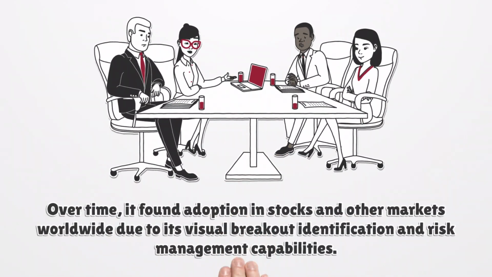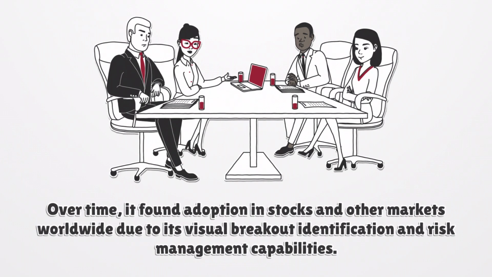Developed in the early 1960s by Chester W. Keltner, a grain trader, Keltner channels originally quantified prevailing trends in commodities markets. Over time, it found adoption in stocks, currencies, and other markets worldwide due to its visual breakout identification and risk management capabilities.